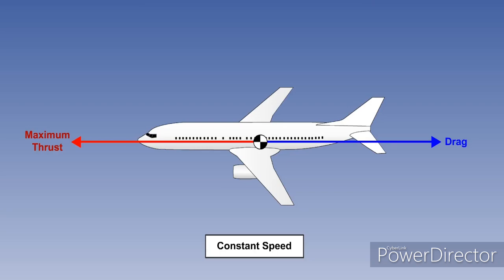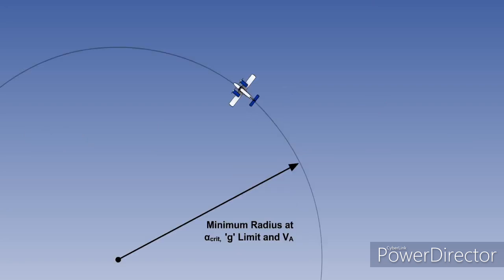Whether this thrust limit or the maximum load factor is reached first will depend on the G limit and the thrust available. If the thrust available is adequate, the minimum radius of turn occurs at the intersection of the stall limit and the strength or load limit. The speed at this point is VA, the maximum maneuvering speed. The heavier the aircraft, the greater will be the minimum radius of turn.